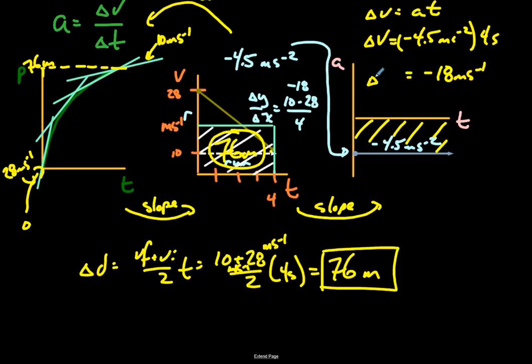Take note here. This gives us the change in velocity. If we actually want to know what our final velocity is, we have to have our initial. So that's vf minus vi equals negative 18 meters per second. If we put in a value for the initial, say 10, now we can go ahead and figure out where we were at to start.